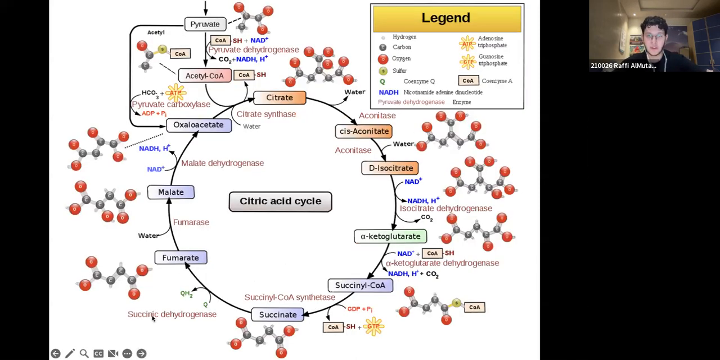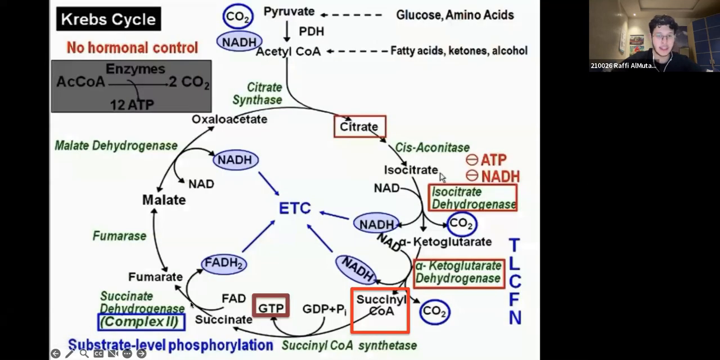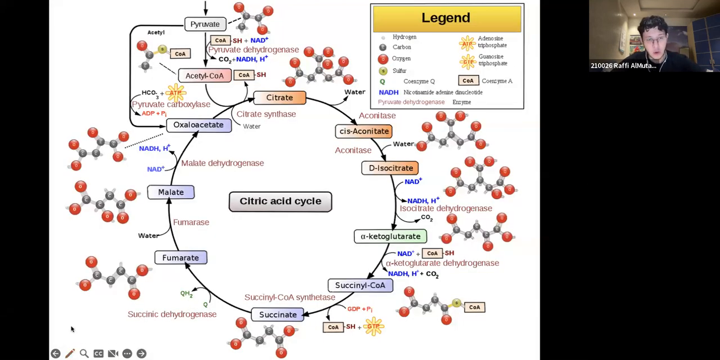Okay, so what are the main points? First of all, as it said in the previous slide, this is happening in the mitochondrial matrix, except for one step, which is succinate dehydrogenase. This happens in the inner mitochondrial membrane. So I'm going to just mark it in red for now. Know that this step right here happens in the inner mitochondrial membrane. The rest of them happen in the mitochondrial matrix.